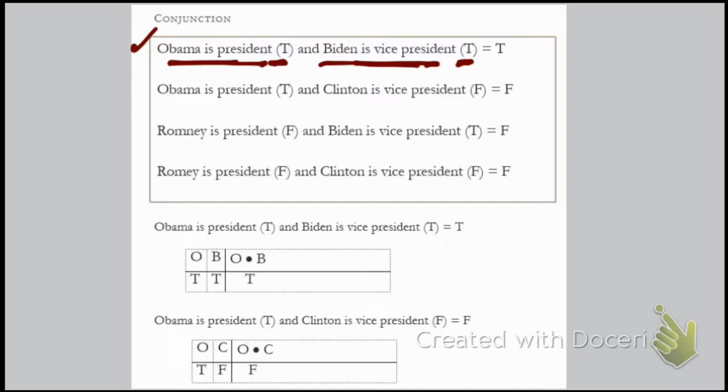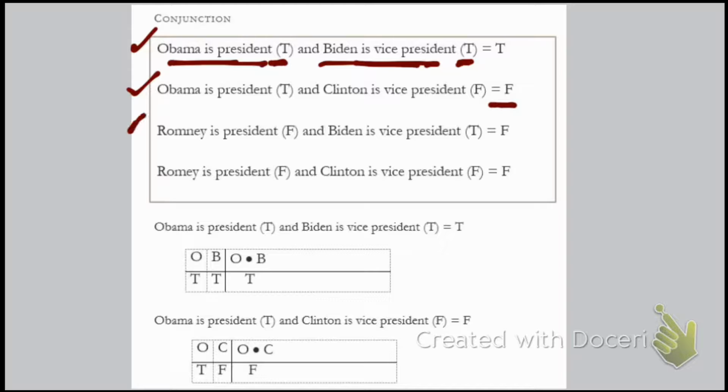So whenever any part of an and claim is false, since an and claim is saying both parts are true, if one part is false, the whole and claim is false. And that's something you already know. Look at this second claim. Suppose someone were to say to you, Obama is president and Clinton is vice president. Well, the claim Clinton is vice president is false. So if someone were to say Obama is president and Clinton is vice president, you'd say, no, that's wrong. That's false. Clinton isn't vice president. And that's what we've captured here.